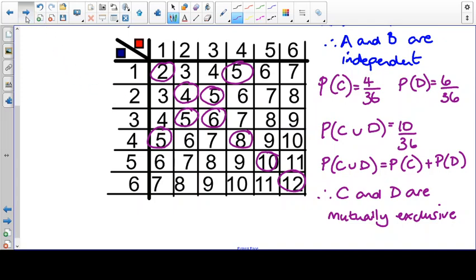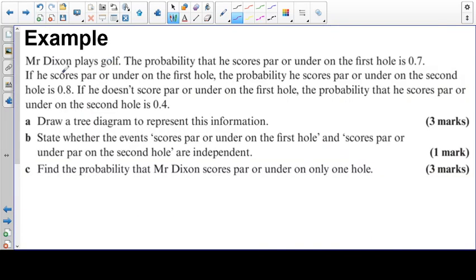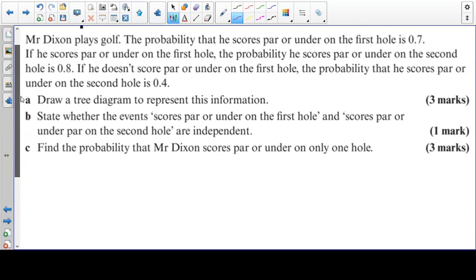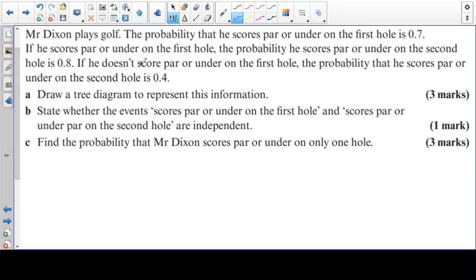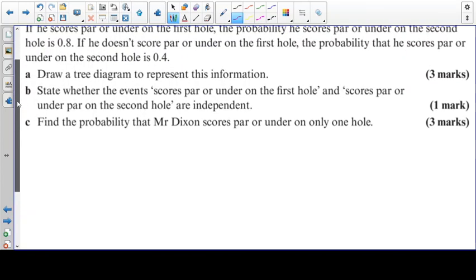Okay, and then we're just going to look at a tree. Mr. Dixon plays golf. The probability he scores par or under on the first hole is 0.7. If he scores par or under on the first hole, the probability he scores par or under on the second hole is 0.8. If he doesn't score par or under on the first hole, the probability he scores par or under on the second hole is 0.4. Draw a tree.